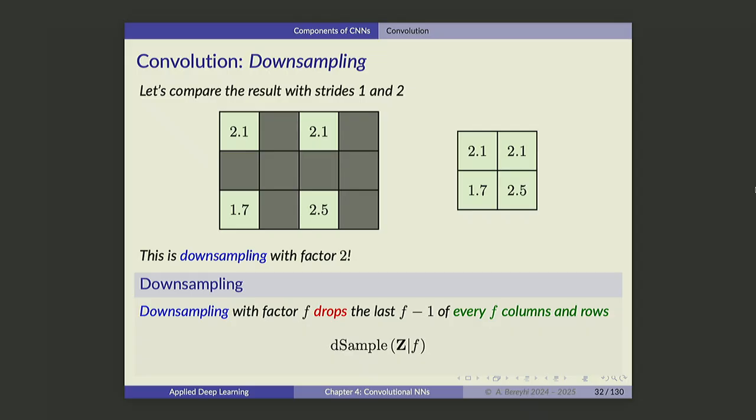I keep the first column, second goes. Third column, fourth goes, right? Again, the first row remains, second goes, third one remains, right? Everybody's clear? So what you have with the stride 2 is just a downsampled version of stride 1, right? And what is the factor of downsampling? It's exactly the stride that you're doing the convolution with, right?